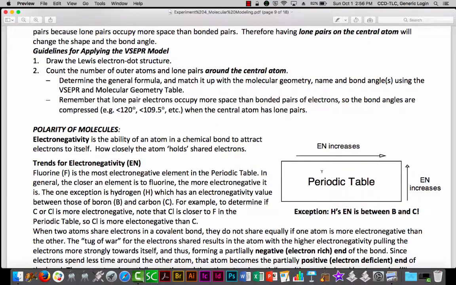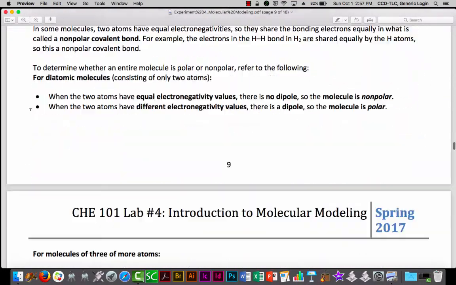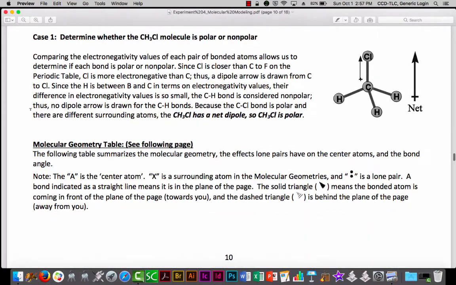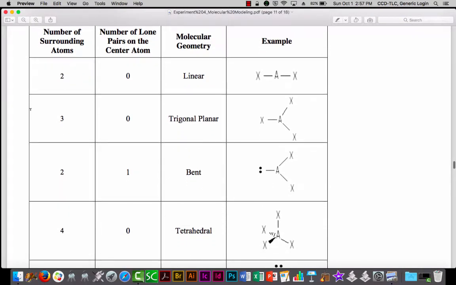So here are the guidelines for applying the VSEPR model. First, you'll draw the Lewis structure. Then you'll count the number of outer atoms and lone pair electrons around the central atom. Then you'll determine the general formula matched up with the molecular geometry, name, and bond angles using the VSEPR molecular geometry table. So that's on the next page. Oh, 2 pages ahead. So here's the molecular geometry table. You don't have to memorize this, you just need to be able to use this so you can have this on your quizzes and tests.